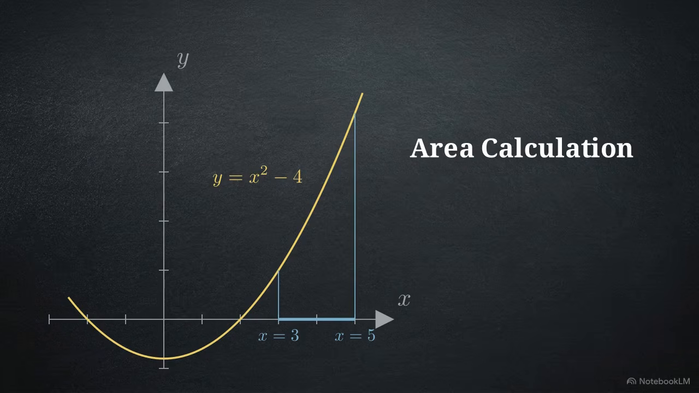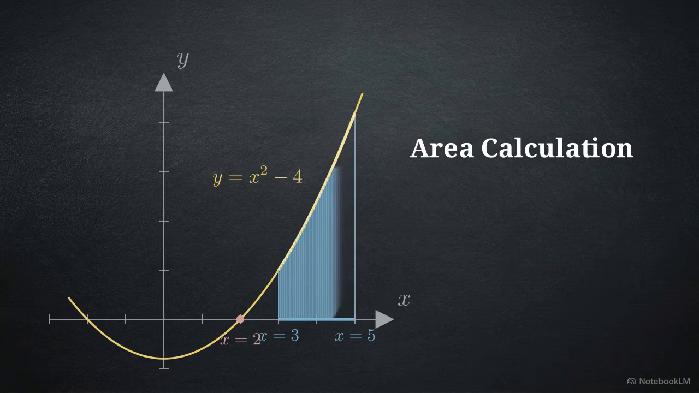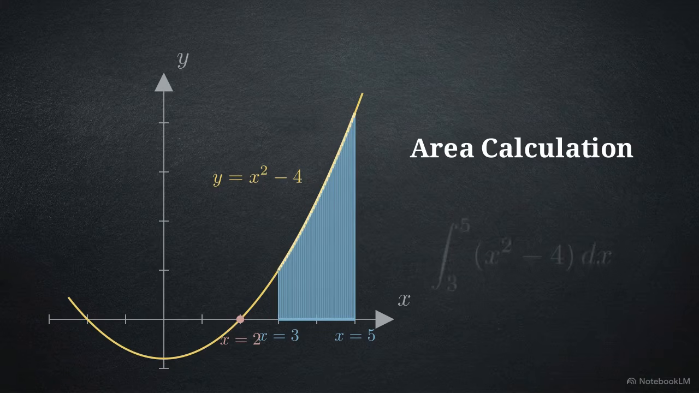To calculate this total area, we use the definite integral. We first confirm the curve does not cross the axis inside our interval. The 0 crossing at x equals 2 lies safely outside our integration zone. Since the function remains positive, we integrate directly. The integral calculates this space by summing an infinite number of microscopic vertical rectangles filling the gap.